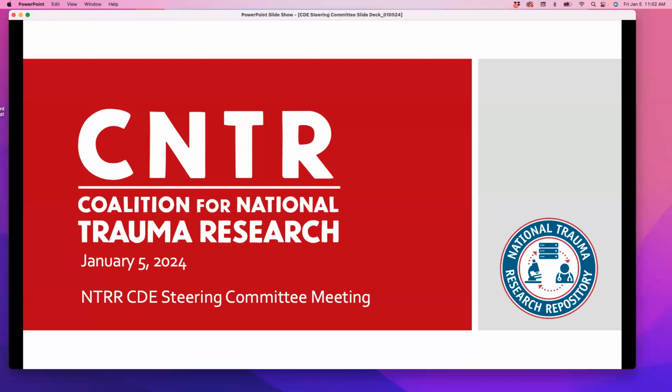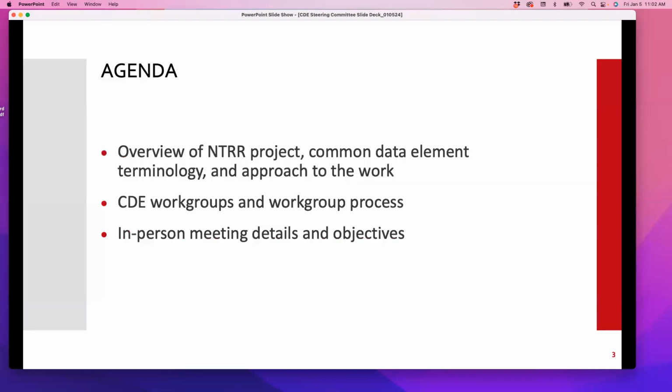We have slides today to aid the discussion. As an update to our previous meeting, which is really an orientation for the CDE steering committee, the agenda today is to just overview the project very quickly to remind everyone what we're doing and why, to look at the CDE work groups and the work group process that we went through to invite work group members, and then the anticipated process that they'll use to identify data elements in each therapeutic area, and then look at the in-person meeting details for the February in-person meeting.